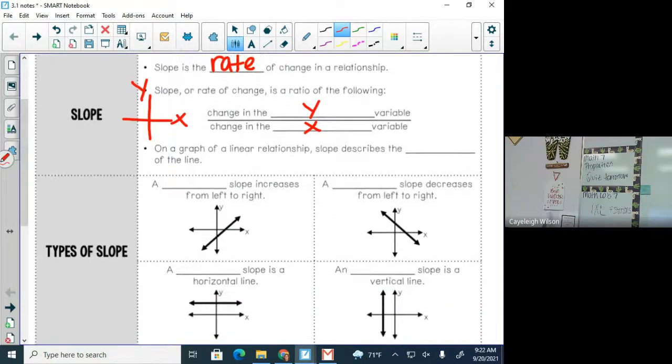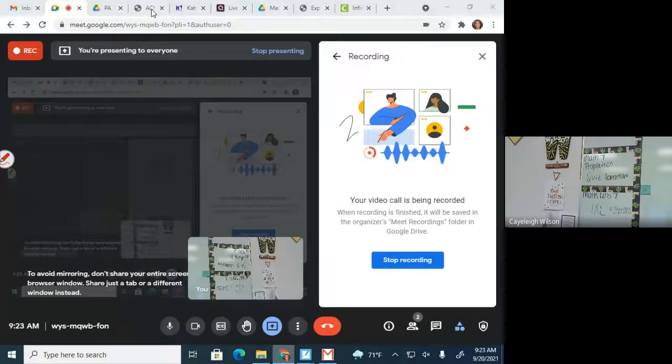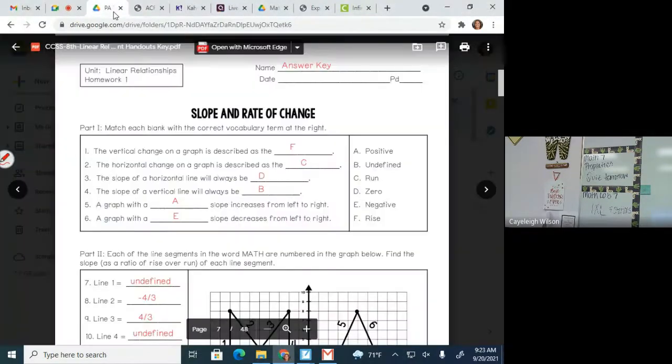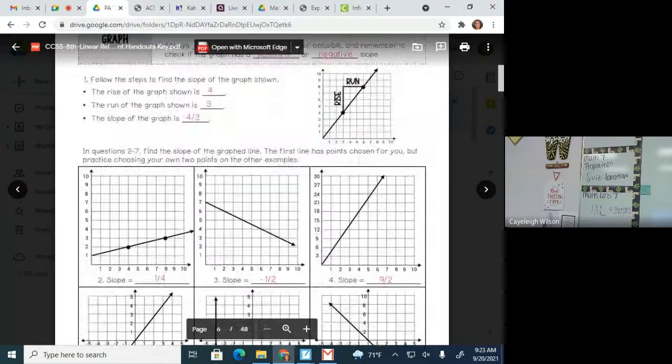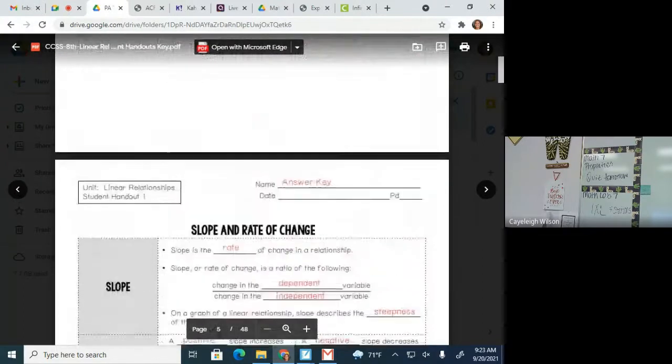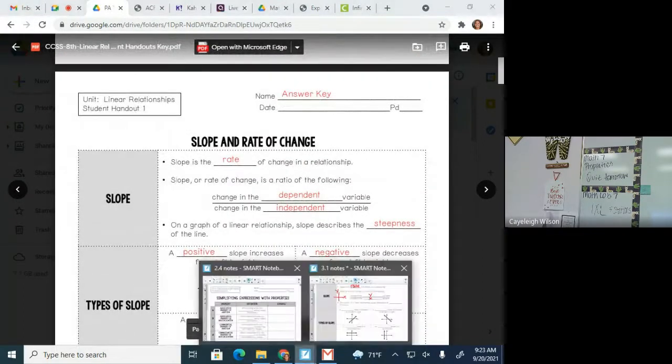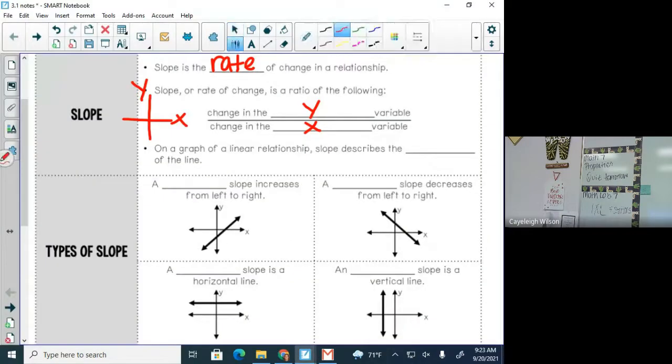All right, so on a graph of a linear relationship, slope describes the steepness. I've never used that word for this, but steepness. So like when you think about going up a hill or down a hill, it's how steep it is, okay? And that's what slope does, it tells us how steep that line is.